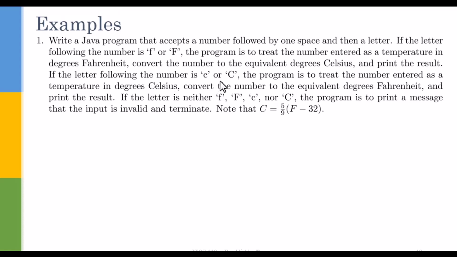If the letter following the number is C or capital C, the program is to treat the number entered as a temperature in degrees Celsius, convert the number to Fahrenheit, and print the result. If the letter is neither of these, then the program prints an invalid message and terminates, goes out from the program. Note here it's giving you the relationship between centigrade and Fahrenheit. It says centigrade, Celsius, is equal to 5/9 times Fahrenheit minus 32.